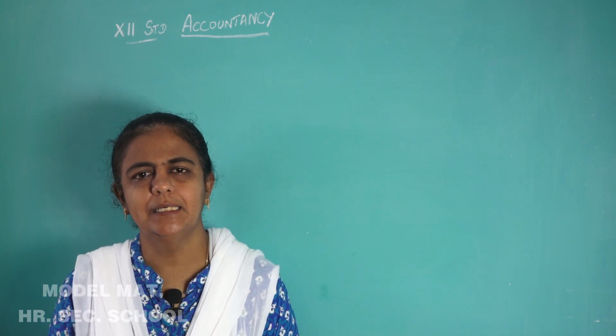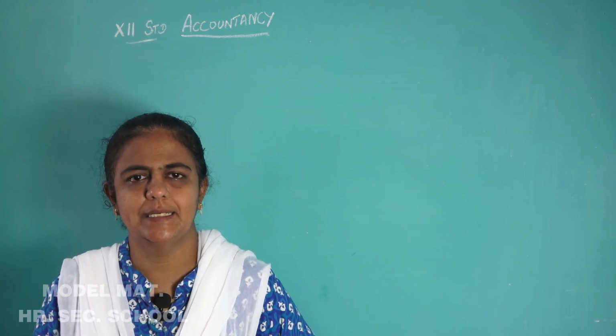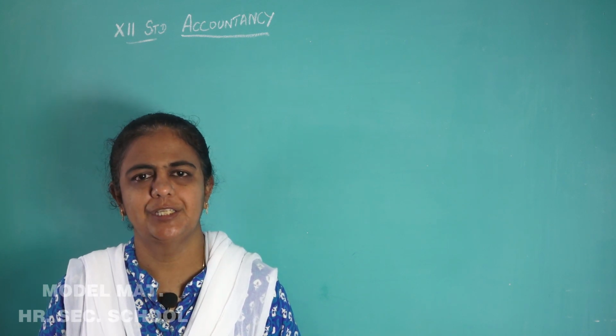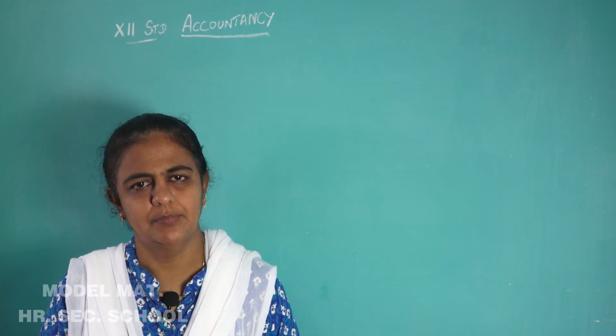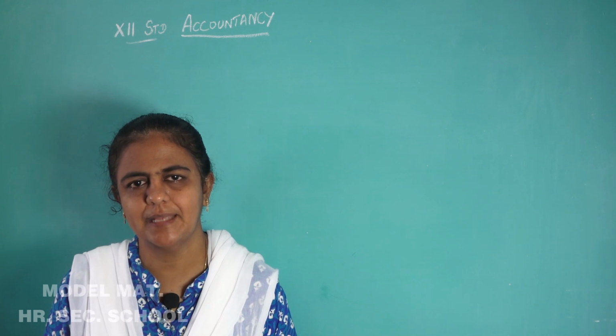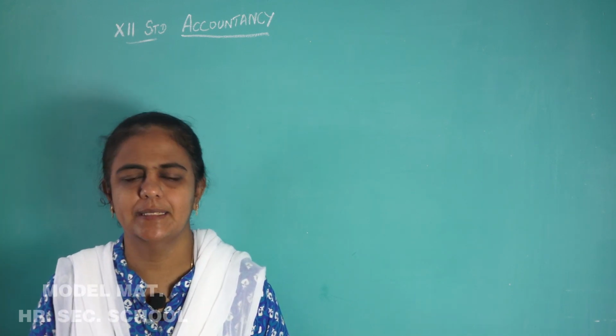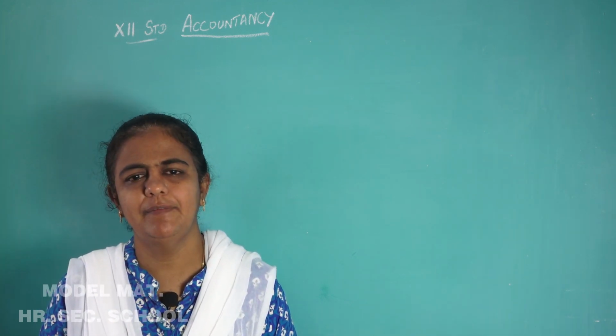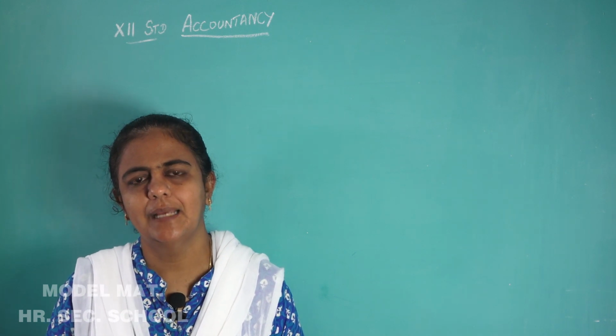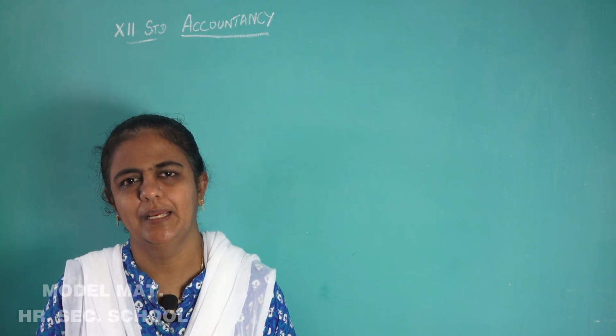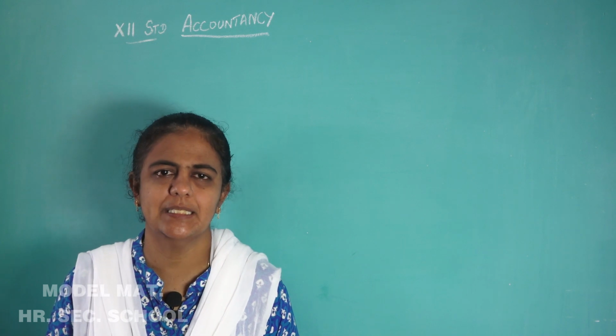If your income is in excess of the expenditure, it results in surplus. If your expenditure is in excess of the income, it results in deficit. For this only we are preparing income and expenditure account. Okay. What are the things to be entered in income and expenditure account?